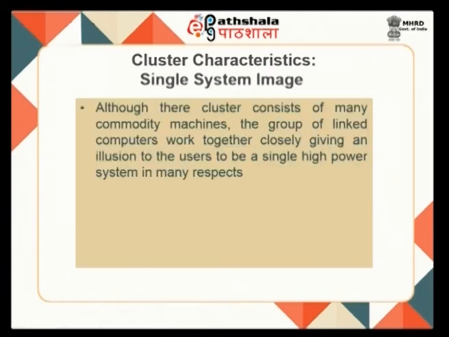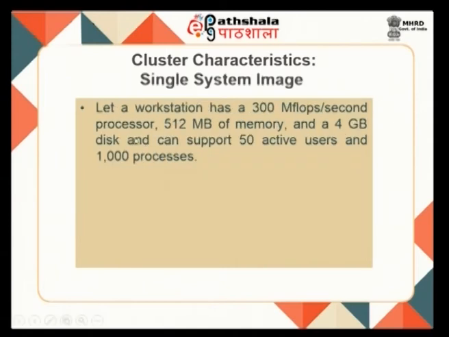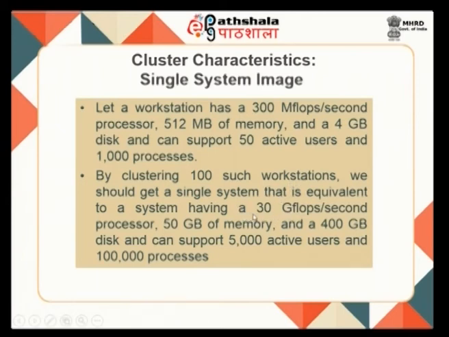A single system image, or SSI, is an important aspect of a cluster, where we see an example here. One particular machine has a 300 megaflops per second processor speed, 512 MB memory, 4 GB hard disk, and it can support 50 active users and 1000 processes. If we are able to connect 100 such machines, we get a huge capability of 30 gigaflops per second processor, 50 GB of RAM, 400 GB of hard disk, and this system can support 5000 active users and 1 million processes. So, this perhaps gives us the basic idea of how a cluster is benefiting the environment.